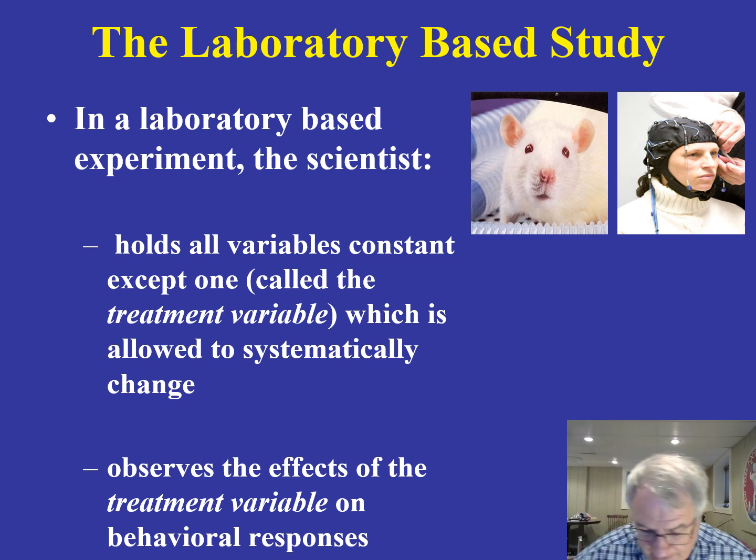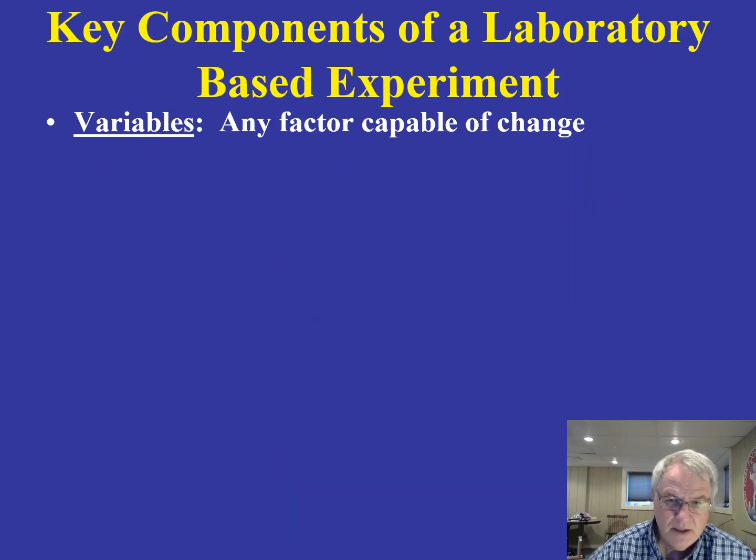Now, I'm going to be giving you examples of what we're talking about here. But what I first want to do is to make sure that you understand what a variable is. A variable is anything that's capable of changing. If you take a look, for example, at the environment that you're in at this particular time, the lighting can change, the humidity can change, the number of people in the room can change, the amount of noise in the room. This is a variable. It's anything that can change.